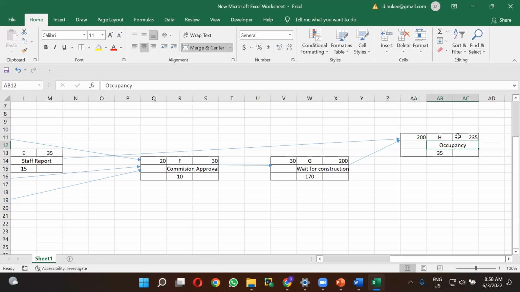So now you have completed the forward pass calculation, right? We are in the last activity. Therefore, we have completed the forward pass calculation, right? Is it clear for you? How to do the forward pass calculation?